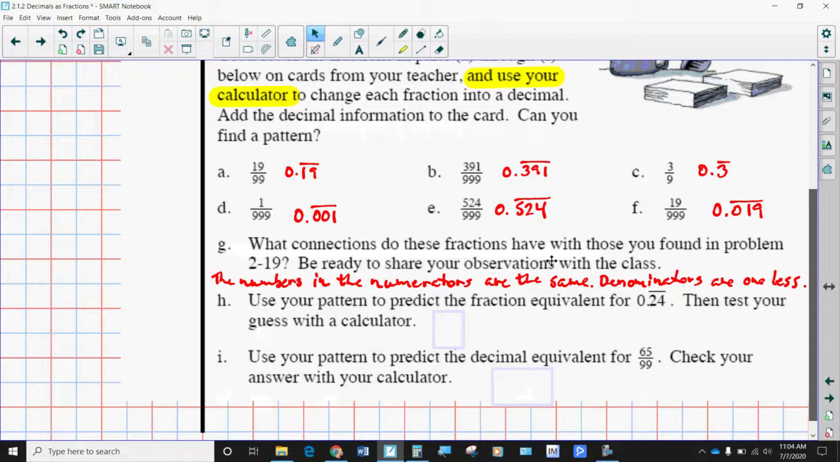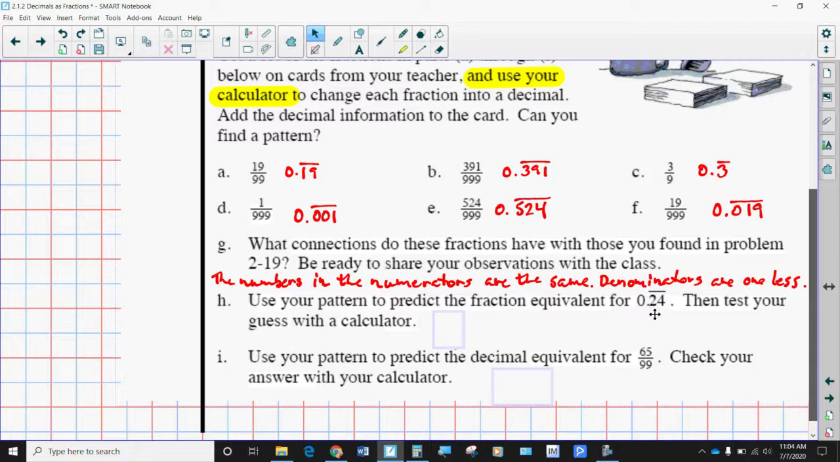Same numerators, but the denominators here were one less. So if it was 0.19, just 19 hundredths, you'd have 100 in the denominator. Here, 391 over 1,000 would have been the previous example, but here it's 999. So each one of our denominators is one less than the one that was similar to it in the previous problem, number 19.